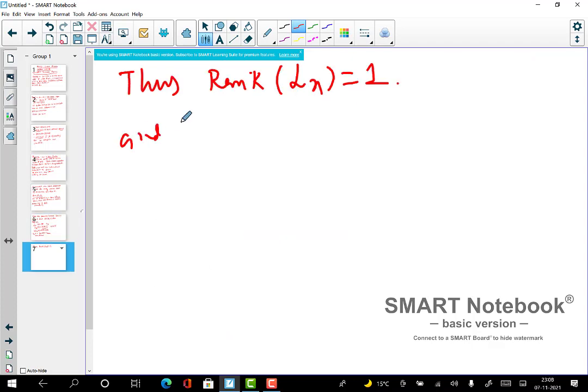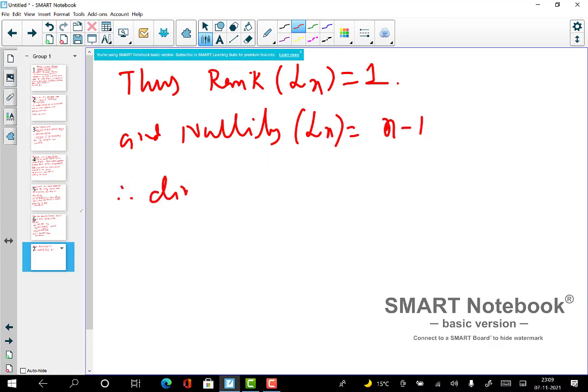And so you can get the nullity. You know the rank-nullity theorem, right? So the nullity of Lx will be the dimension of V minus the rank. So this is n minus 1, right? n is the dimension of V. So what does that mean? That means the dimension of the null space of Lx is n minus 1.